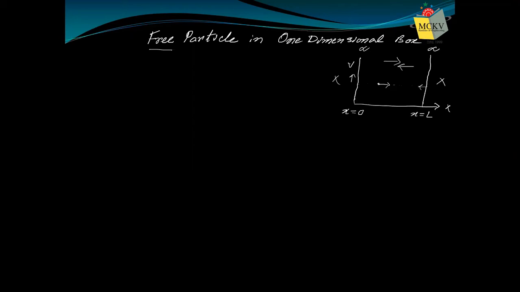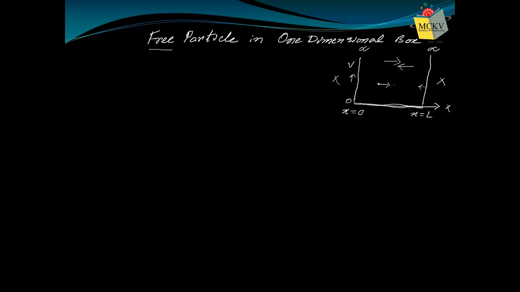If there is no force acting on the particle, then the particle is not doing any work. If the particle is not doing any work, then its potential energy is zero. So within the box, that means between x greater than 0 and x less than L, in this region, you observe potential energy is zero. Potential energy is zero here because the particle is free.